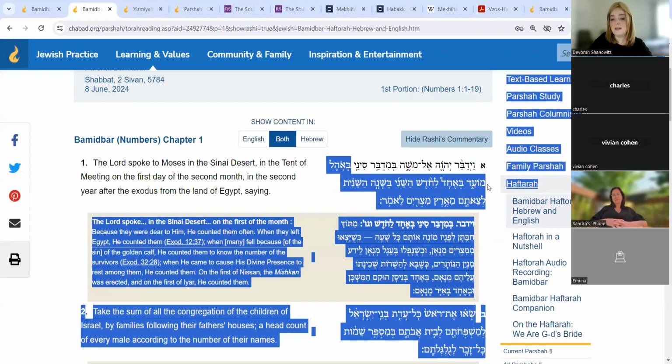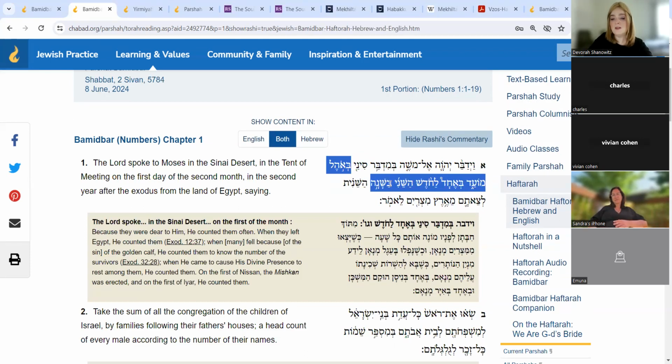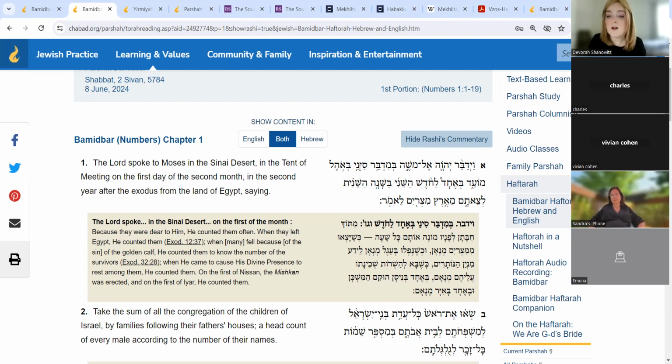Ba'ohel Moed, in the tent of meeting. Be'echad lachodesh hasheni, on the first day of the second month. B'shana hashenit, in the second year. Litzeitam me'eretz Mitzrayim, counting from their leaving Egypt. So here we have a date. We are 1 year after the Jewish people left Egypt. So it's the second year after having left Egypt. It is the first day of the second month, which is the month of Iyar. And we, of course, are also now in the month of Iyar. So it's interesting that we're reading the Torah portion at a time when the Torah portion discusses the month that we're in.